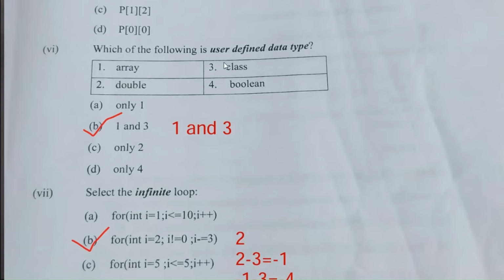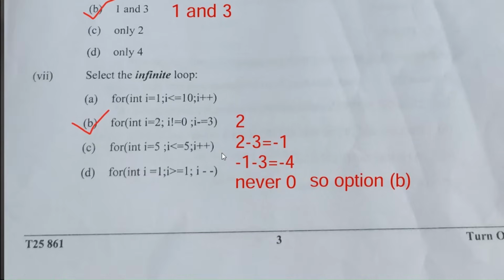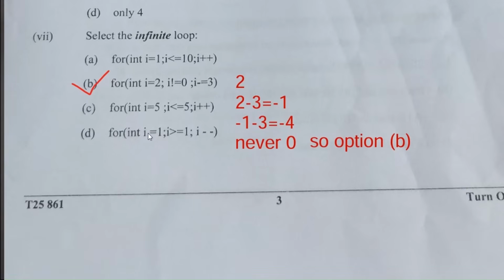Now, let's move to question number 7. In option B, the initial value of i is 2. First iteration, i equals 2 minus 3, which is minus 1. Second iteration, i equals minus 1 minus 3, which is minus 4. This pattern continues, and i will never become 0. Since the loop condition is i not equal to 0, it never stops executing, making it an infinite loop. So, the correct answer is option B.